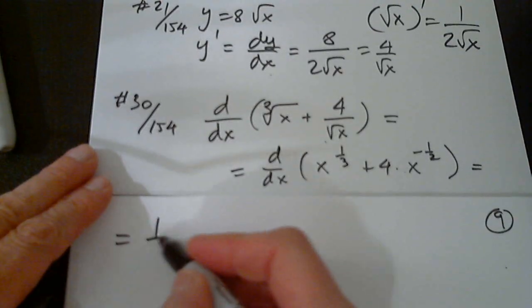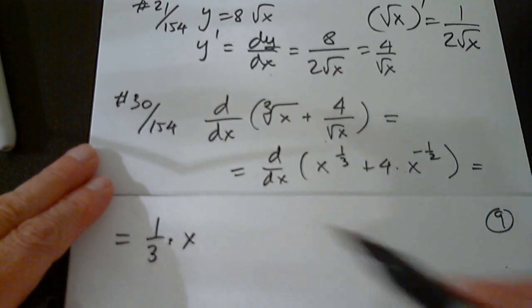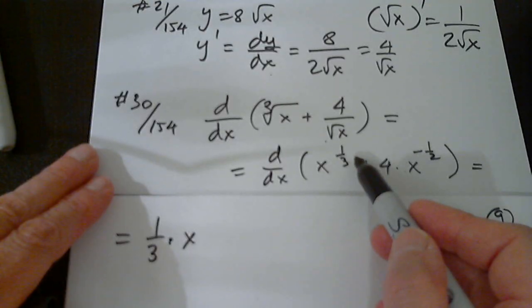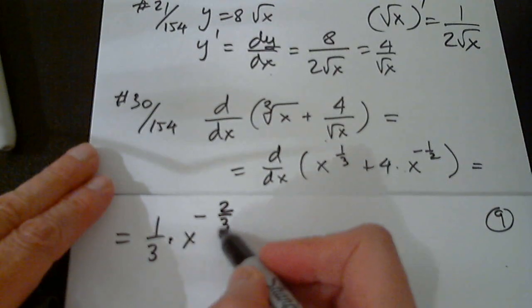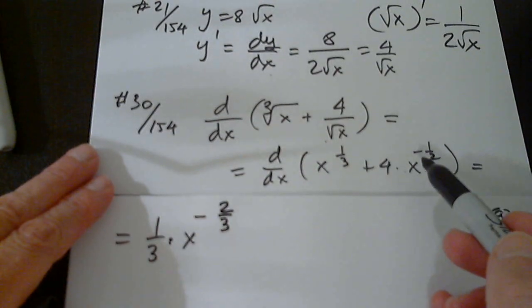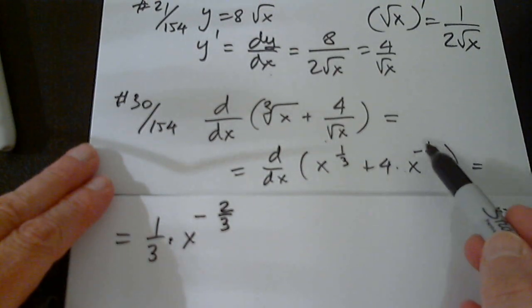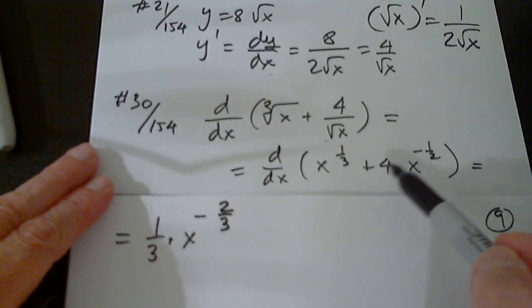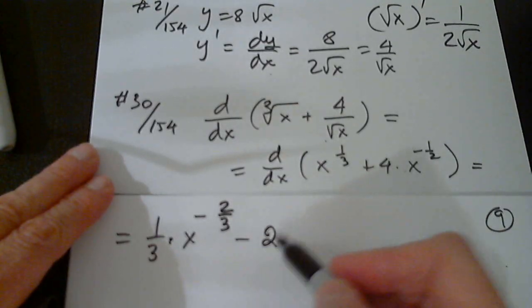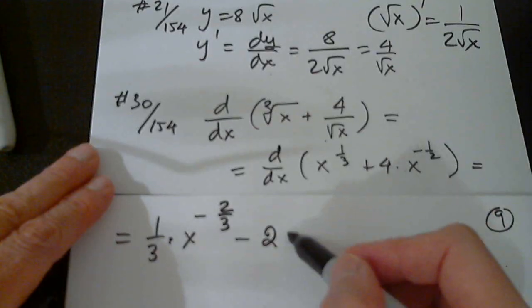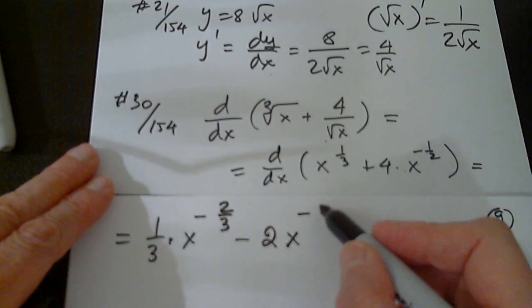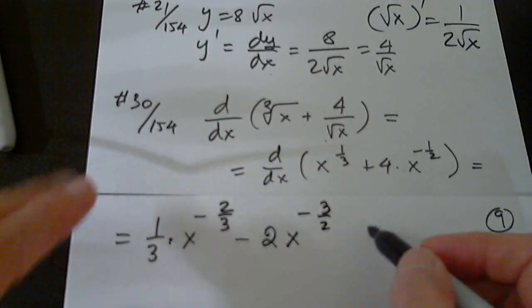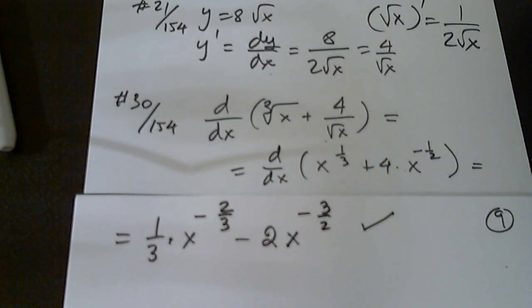I bring down 1/3. I multiply by x. I subtract 1 from 1/3. 1/3 minus 1 is negative 2/3. Now, I will not write plus, because when I bring down negative 1/2, 4 times negative 1/2 is negative 2. I copy x, and from negative 1/2, I subtract 1. Leave it alone. It's good enough.